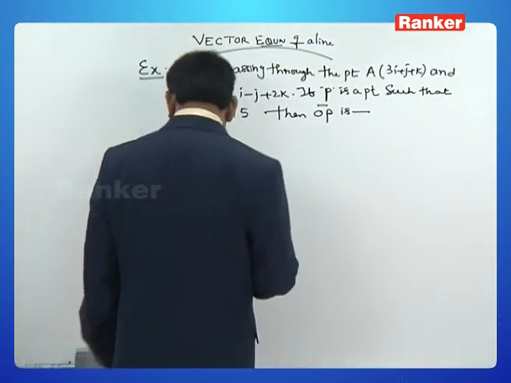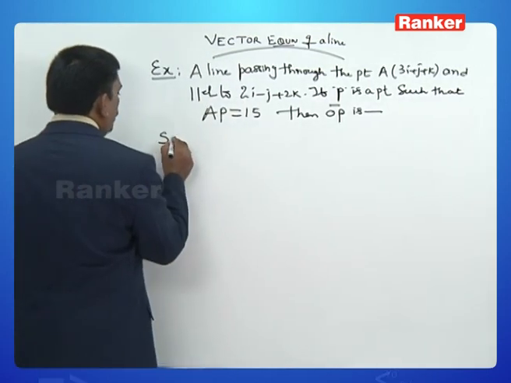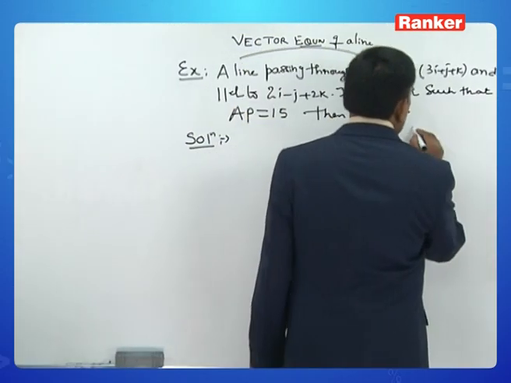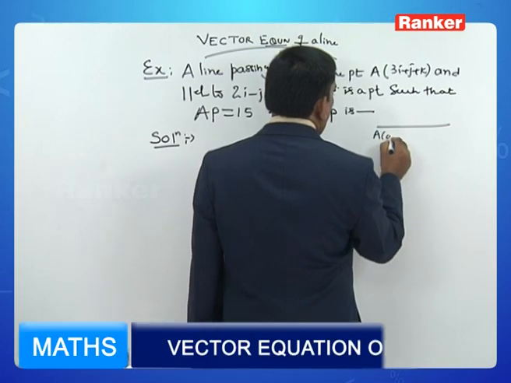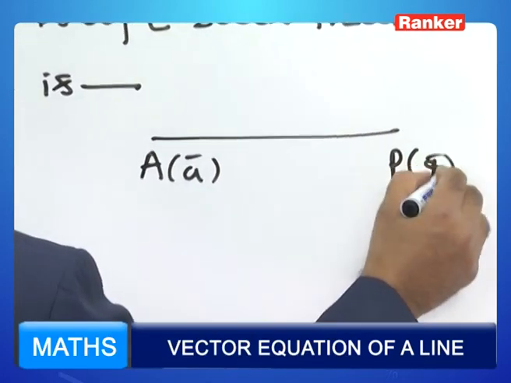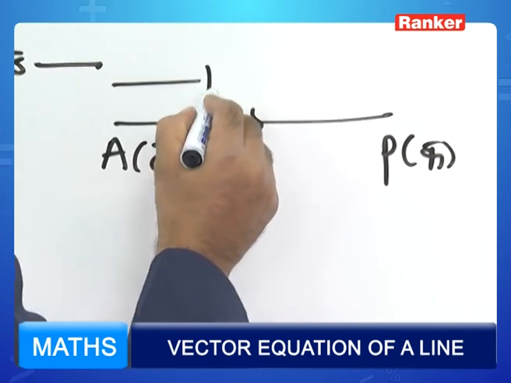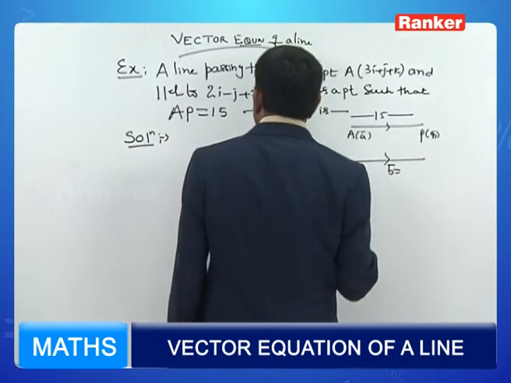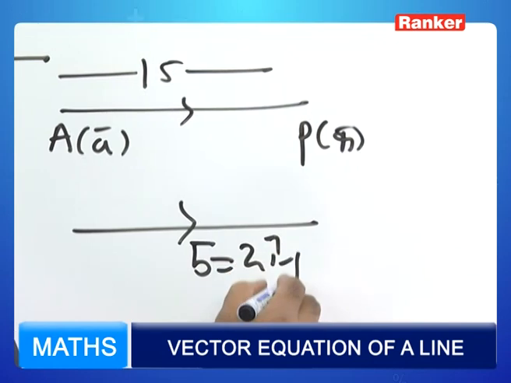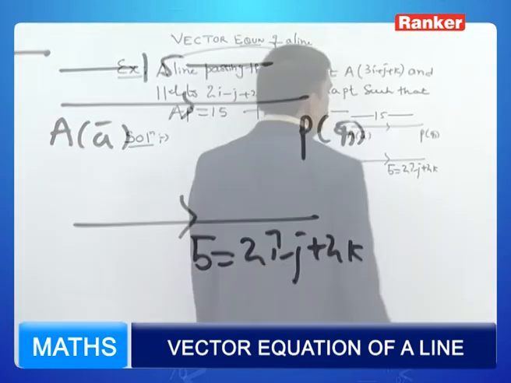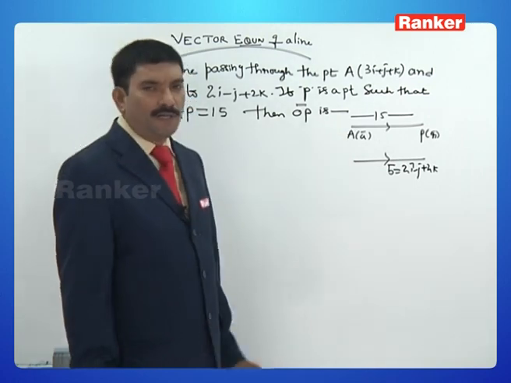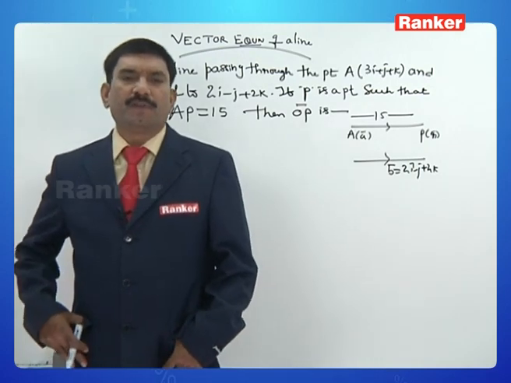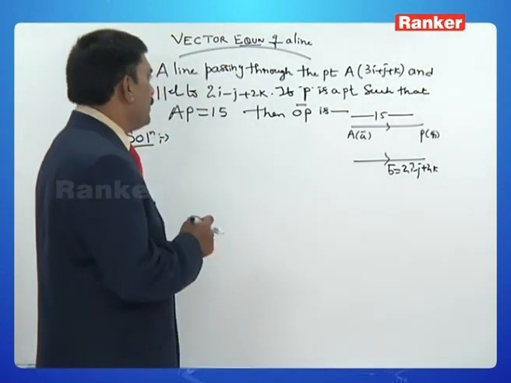Now, the solution of this: if I select this as A of A bar, so P of R bar, and this length is given as 15. The vector B bar is equal to 2i minus j plus 2k. With reference to this data, I am supposed to find out the position vector of the point P. Let us discuss how we have to find it.